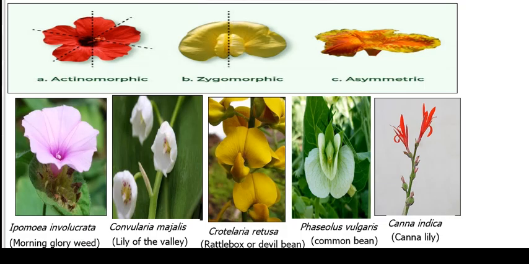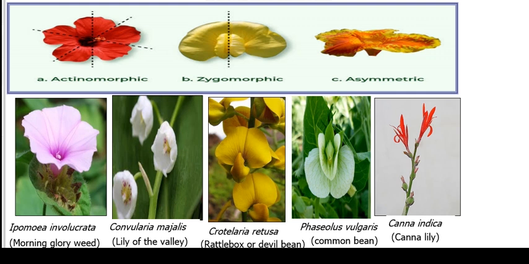Now we can classify flowers into different types. First of all, we can use the symmetry of the flower, meaning if the flower can be cut into 2 equal halves, and by how many planes, how many lines along which we can cut it to have 2 equal halves. First, we can say the flowers are asymmetrical. That means we cannot cut the flower to get 2 equal halves. Any flower that cannot be cut in any way to get 2 equal halves is said to be asymmetrical.